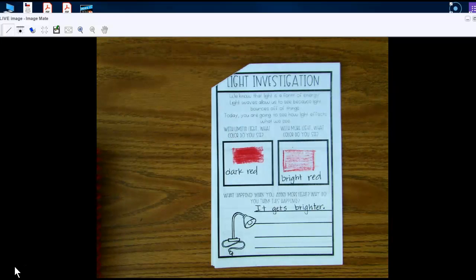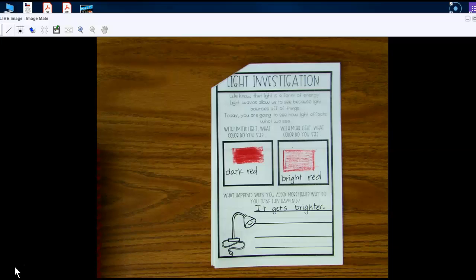It gets brighter. Everyone should be writing this. It gets brighter. Whenever I add more light, it gets brighter. Why do you think this happens? Why do you think this happens, Kate?